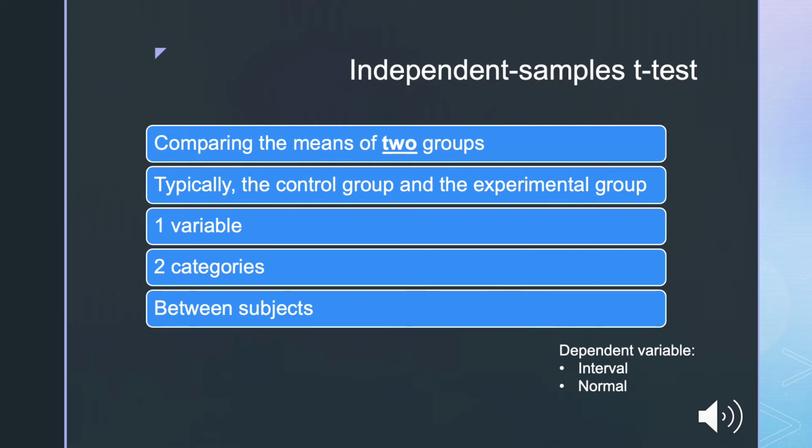So the variable is what they drink, and the 2 categories are Pepsi drinkers versus Coke drinkers, and then it's between subjects, so there are 2 different groups. It's not that both groups drink both Pepsi and Coke, it's one group Pepsi, one group Coke. And then the dependent variables in independent samples t-tests are always interval or normal.